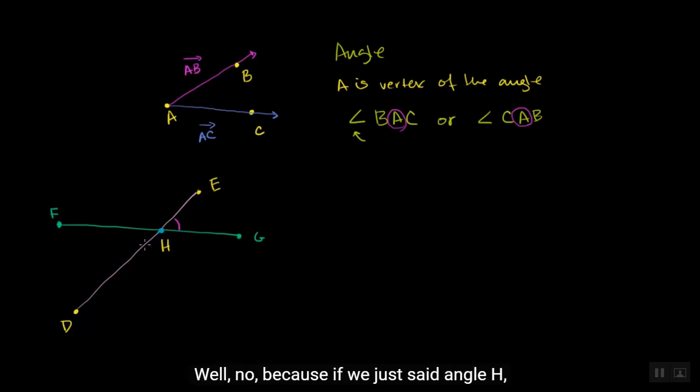Well, no, because if we just said angle H, the angle that has a vertex H, it could be this angle right over here, or it could be this angle right over here. Let me draw it this way. You could view it that way, or it could be that angle over there, this angle over here, or that angle over there. And so the only way to really specify which angle you're talking about is to give three letters.